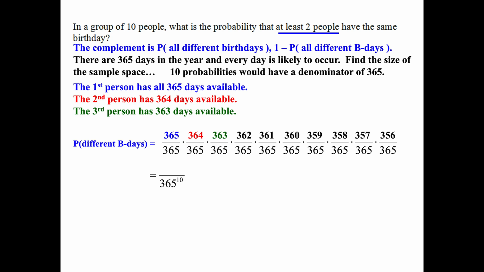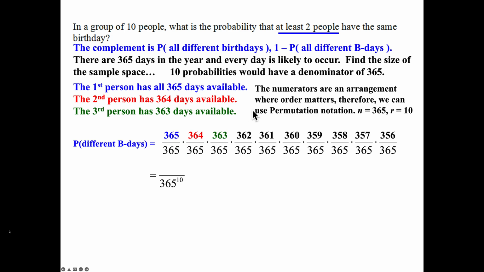And lo and behold, I think, wait a minute, time out. This is an arrangement. Order matters. First person, second person, third person. This is a permutation type 2. Nothing can repeat. It's an arrangement where order matters. So I can say n is 365, r is 10, and in the numerator I can put 365 permutation 10. I don't have to multiply this all together. I can let the calculator crunch this out. But wait, we just got to take this and subtract it from 1.